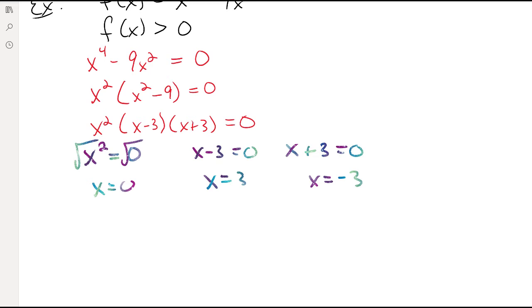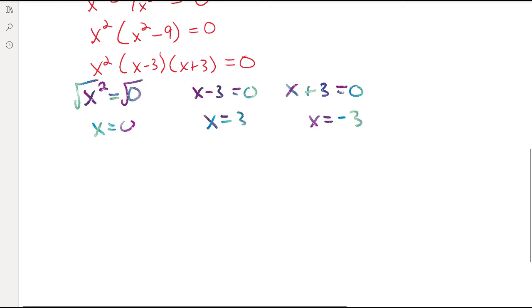So what do we do next? Without even graphing it, this is what you do. We call this a sign test. I'm going to draw a number line. This number line represents my x-axis going from negative infinity to positive infinity.